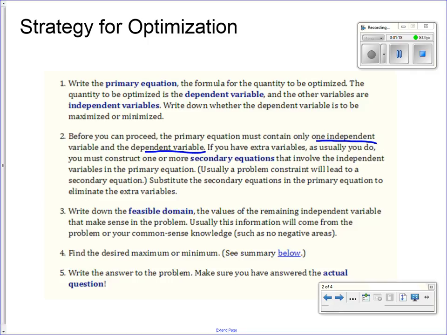Third, you're going to need a feasible domain. Fourth, you're going to find your maximum or minimum. This is what we've been practicing. Okay, so there's no summary below because you know how to find maximum and minimum. And then lastly, you need to make sure that you've actually answered the question. So let's look at an example here.